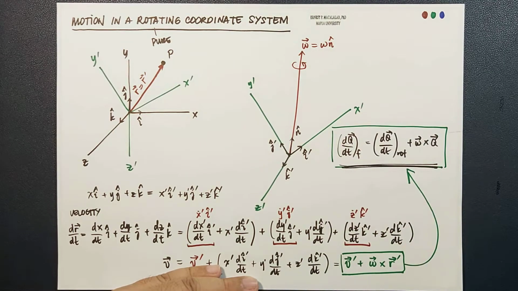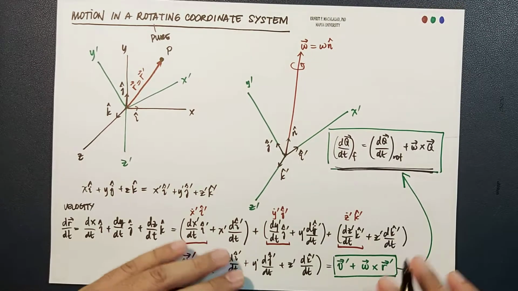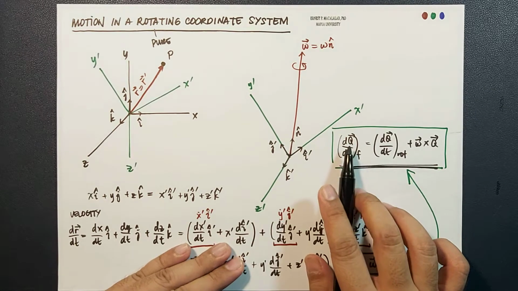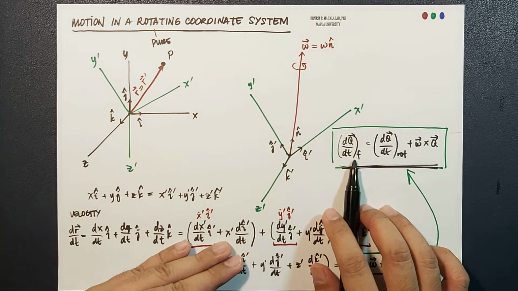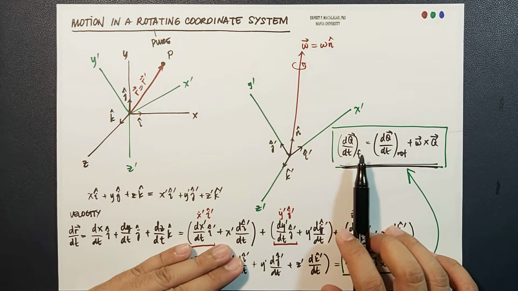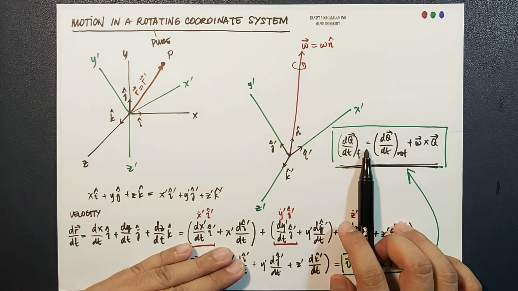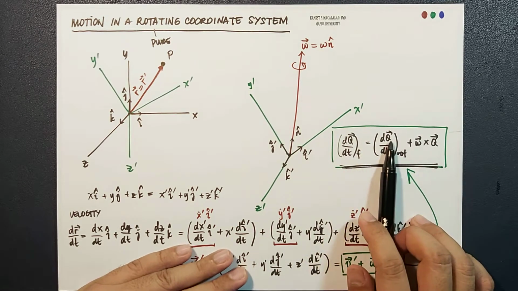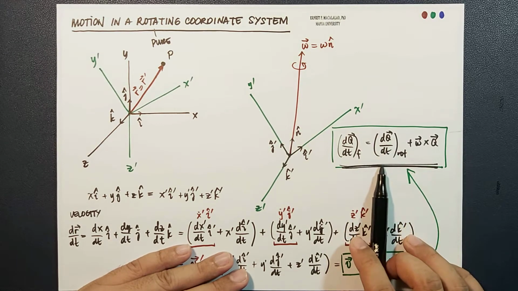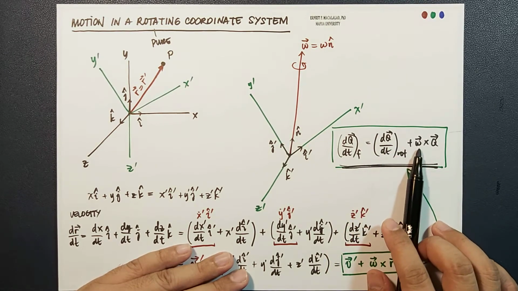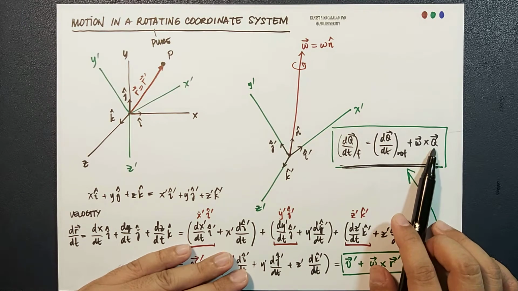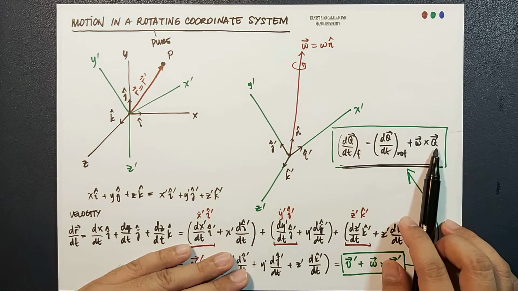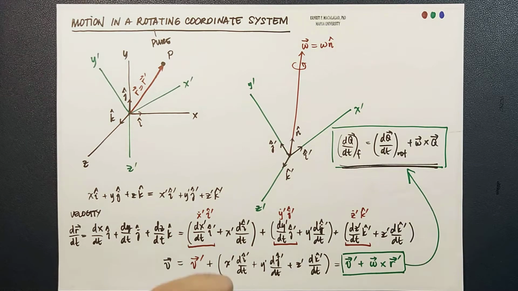Okay, and from here we concluded that we can apply this result and generalize it by this equation, wherein the operation of differentiating any vector q with respect to time in the fixed frame is equivalent to the differentiation of that same vector with respect to time in the rotating frame plus the operation omega cross on that vector.